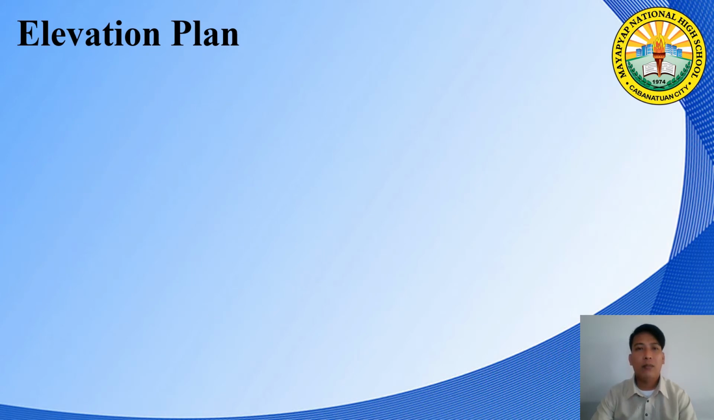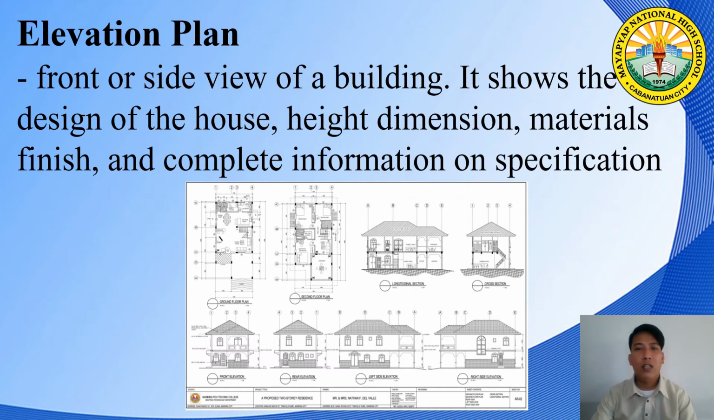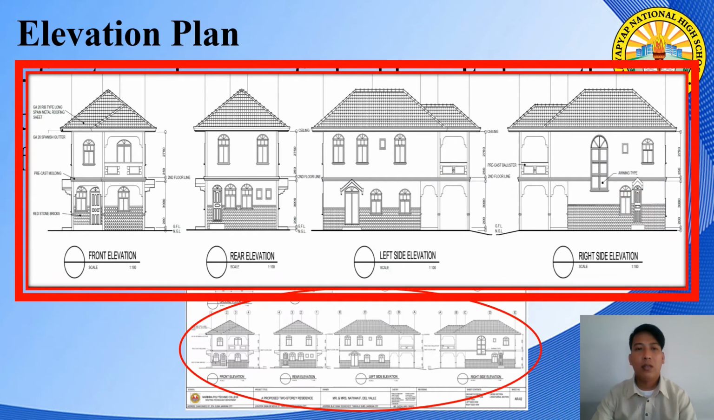Elevation plan. Front or side view of a building. It shows the design of a house, height dimensions, materials finish, and complete information on its specification. Front elevation, rear elevation, left side elevation, and right side elevation.